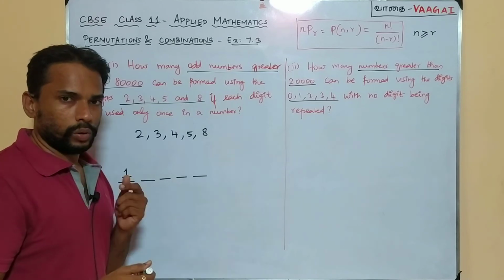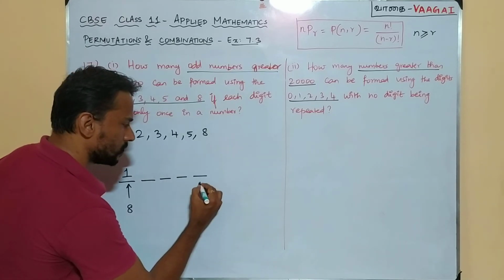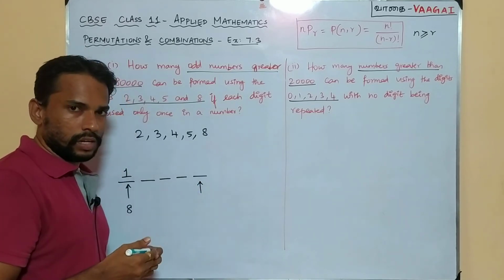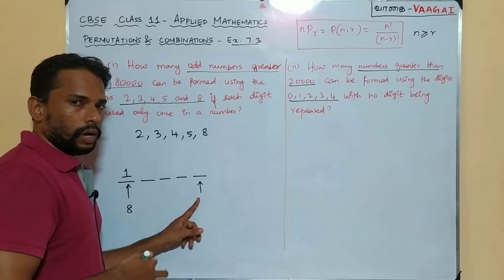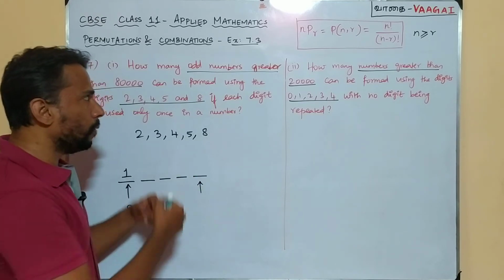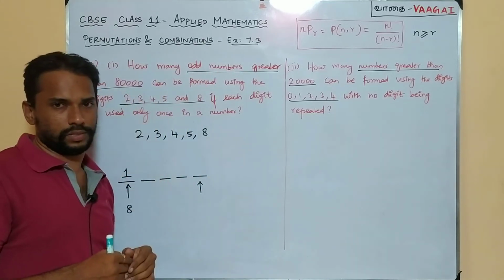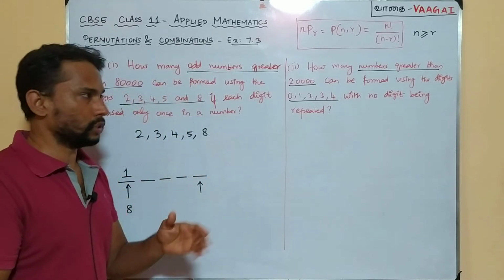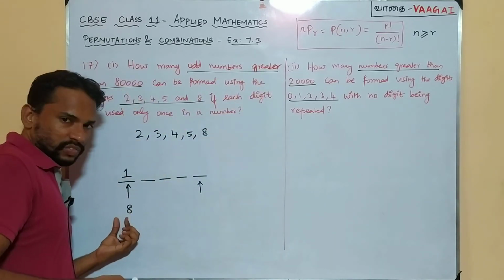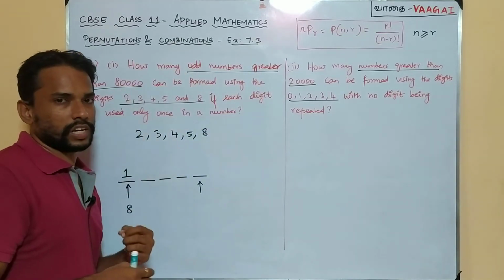Now point number 2. Next, come to this place. Now what can you tell about this place here? This is the units place. Again, go back to the question. Our question's condition says how many odd numbers greater than 80,000. So with the greater than 80,000 we have satisfied this. Odd numbers. They are asking us to form odd numbers.